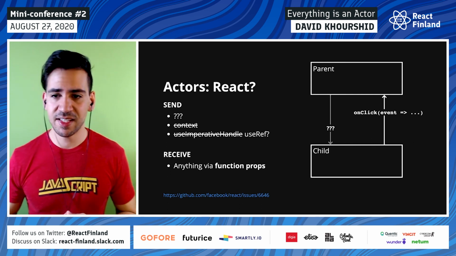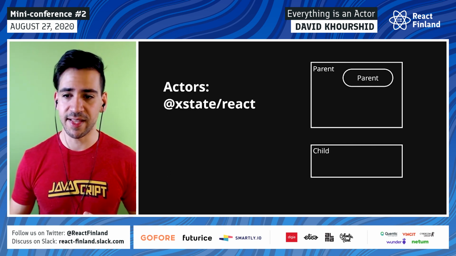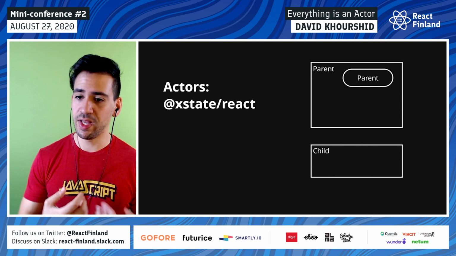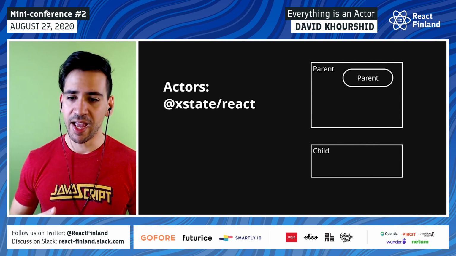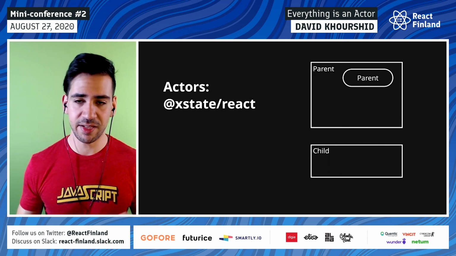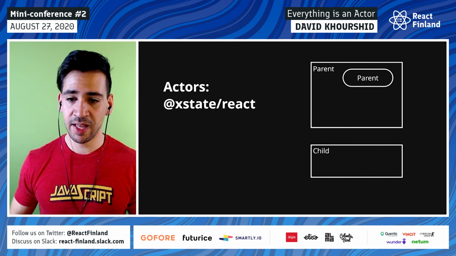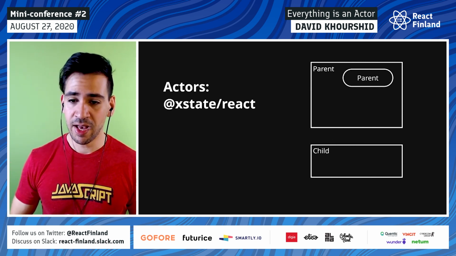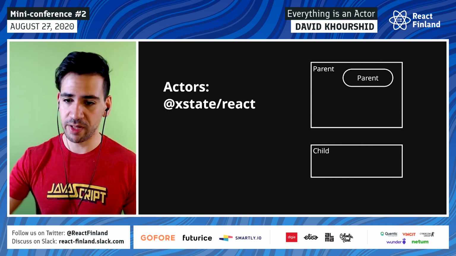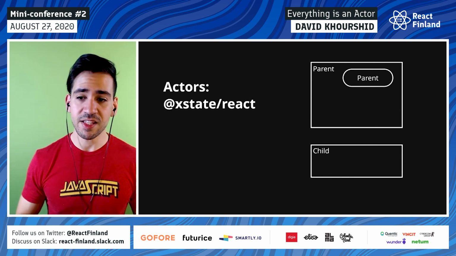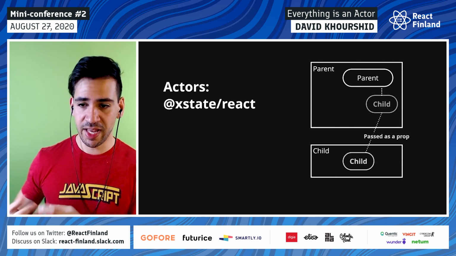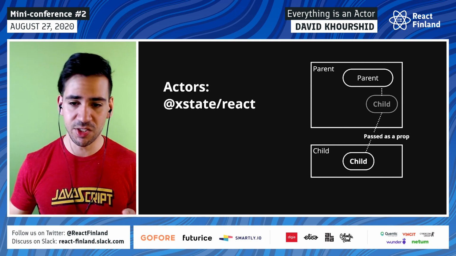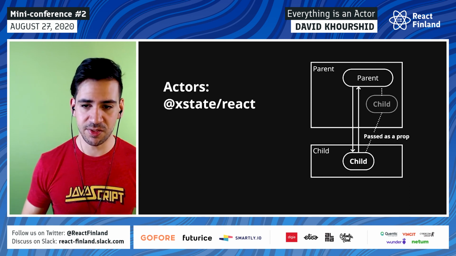Now, since XState embraces the actor model, you can use the hooks in XState React to achieve this. The main idea is that you create some sort of parent actor using useMachine, and that itself can create its own child actors like we've seen with invoke and spawn. That child actor, since it's just a value, just an object that you can pass anywhere, is passed as a prop to the child component. Now that the child component has the child actor and the parent component has the parent actor, both components can communicate with each other via message passing between those actors in XState.